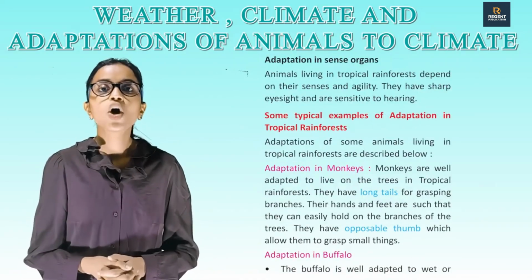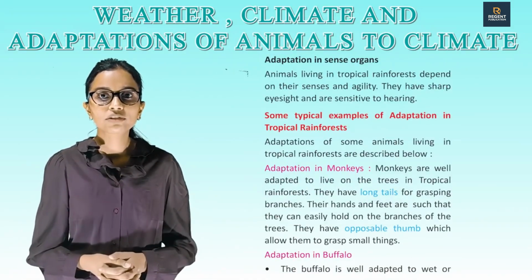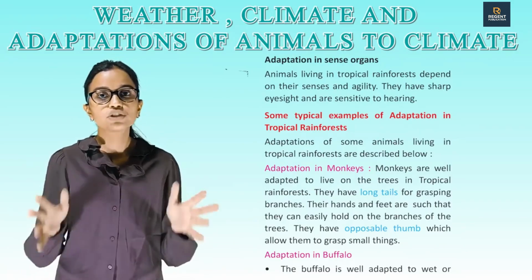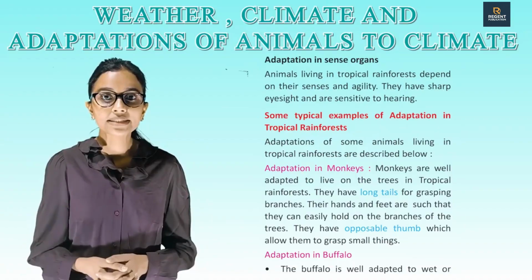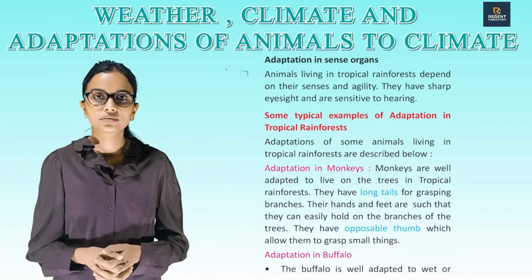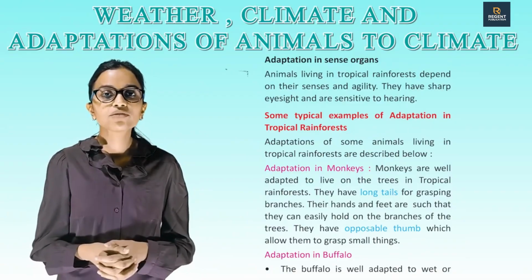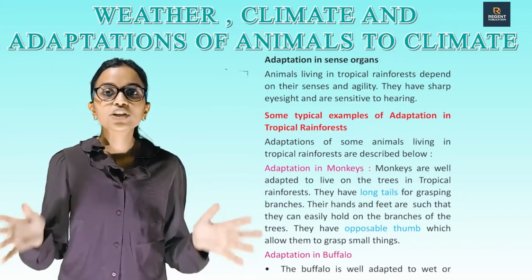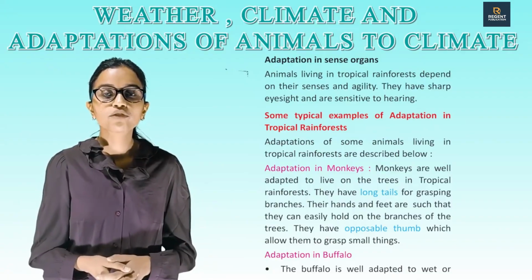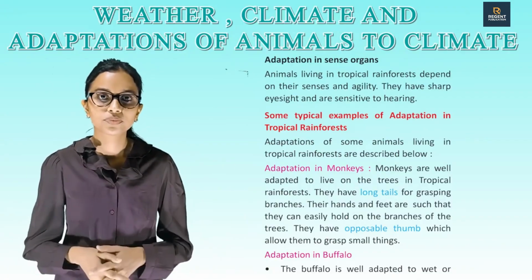Adaptation in sense organs. Animals living in tropical rainforest depend on their sense and agility. They have sharp eyesight and are sensitive to hearing. Some typical examples of adaptation in tropical rainforest. Adaptation of some animals living in tropical rainforest are described below.